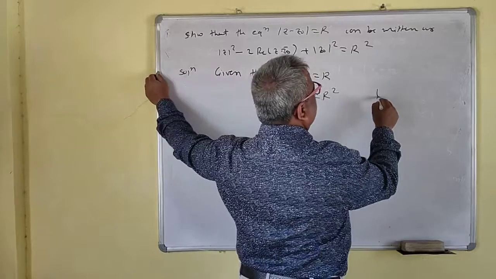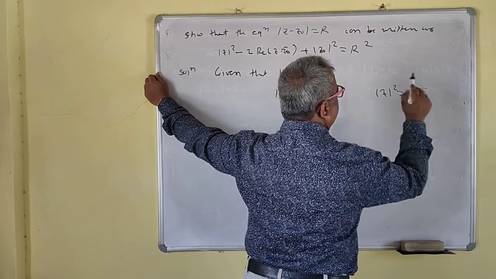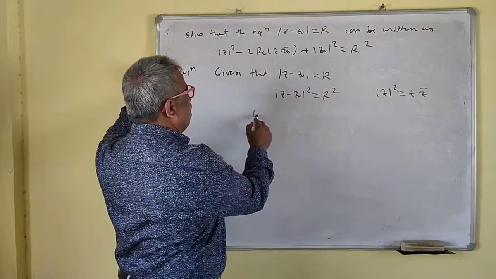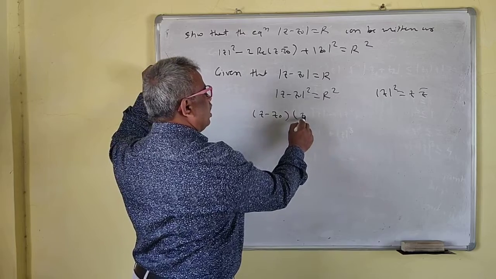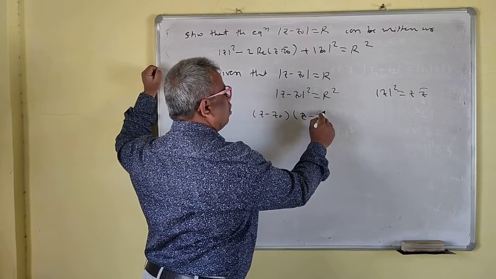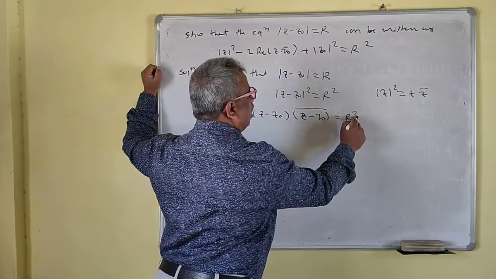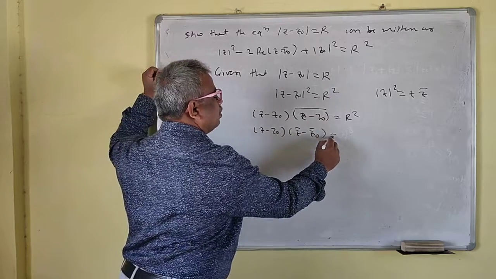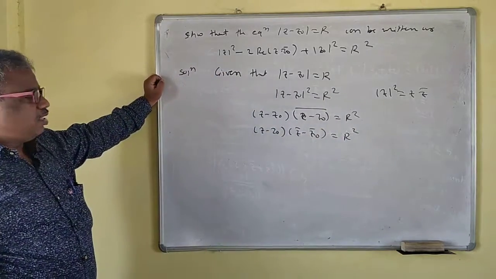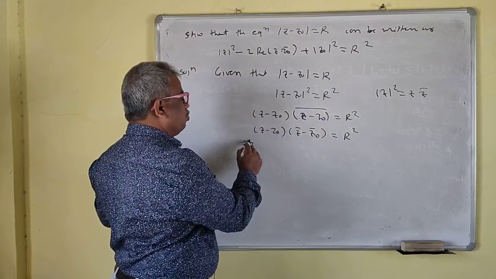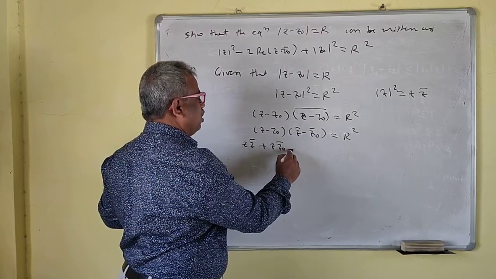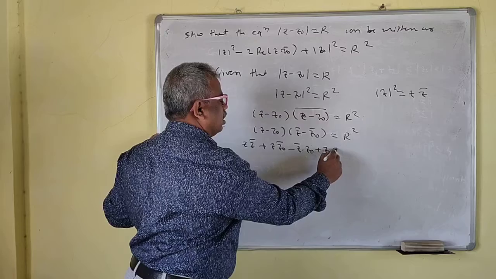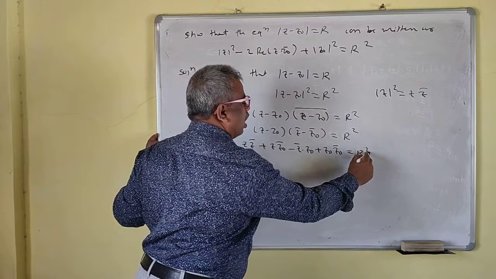So we know that mod of z square is the same as z into z bar. If you don't want mod z square, then write z into z bar. So this is z minus z naught times z bar minus z naught bar is equal to r square. Now take the product. This is z into z bar plus z into z naught bar minus z bar into z naught plus z naught into z naught bar is equal to r square.